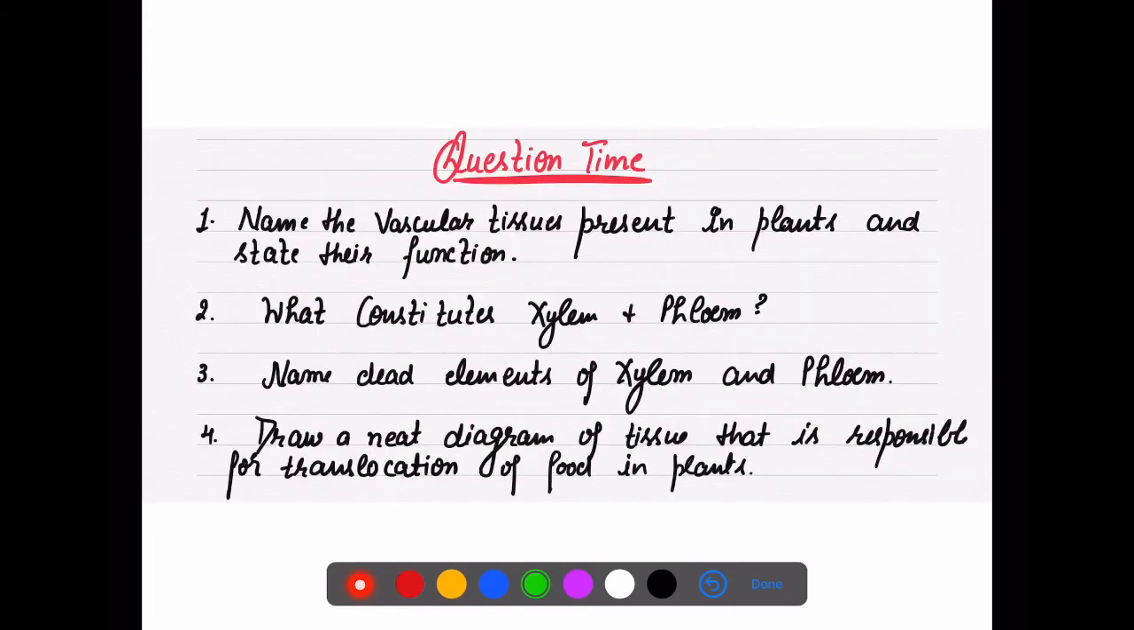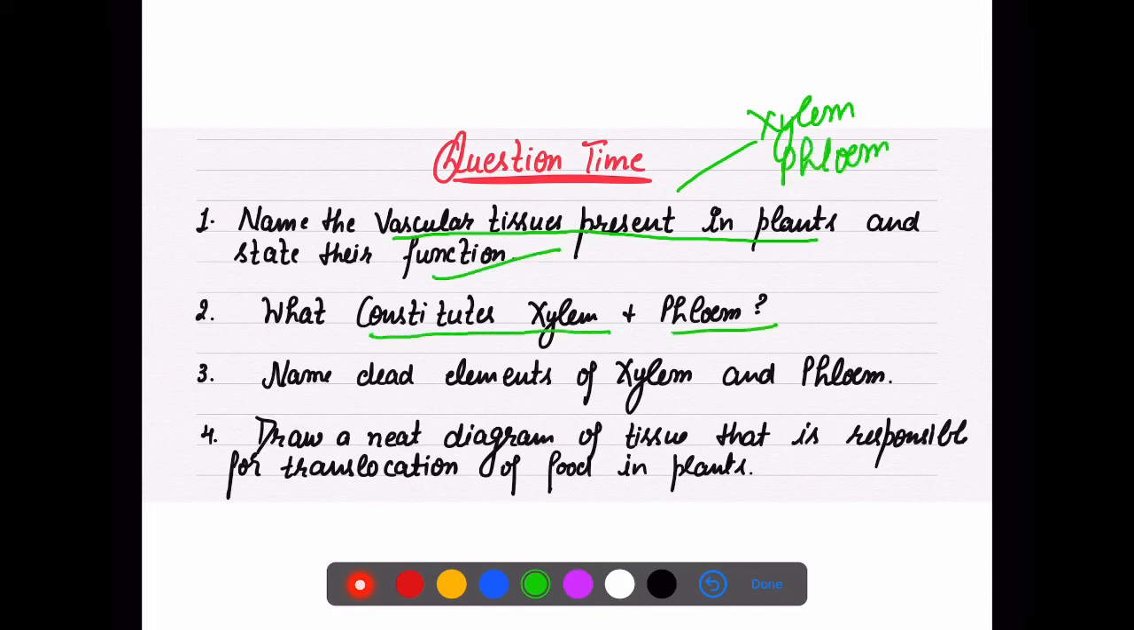Questions which can be asked from this topic: name the vascular tissues present in the plant. You can answer that now: xylem and phloem, and you know their specific functions also. What constitutes xylem and phloem? Xylem has 4 elements, phloem also has 4 elements, which you can find in the notes or in my video. Then: name the dead elements of xylem and phloem.